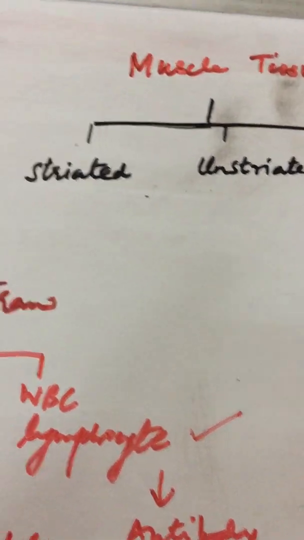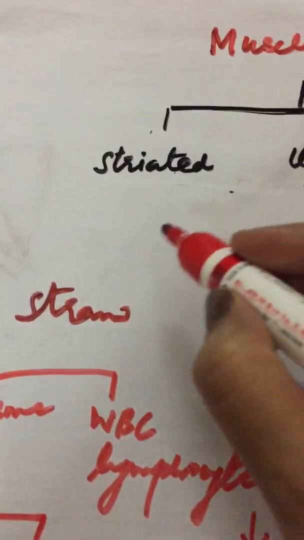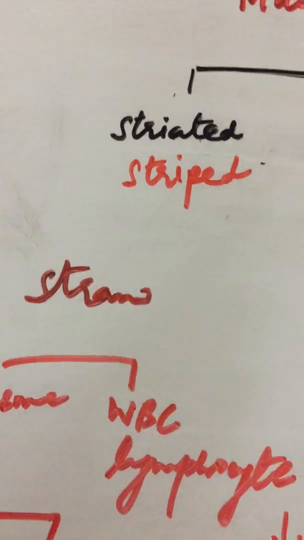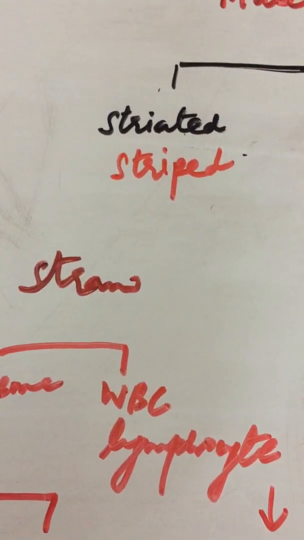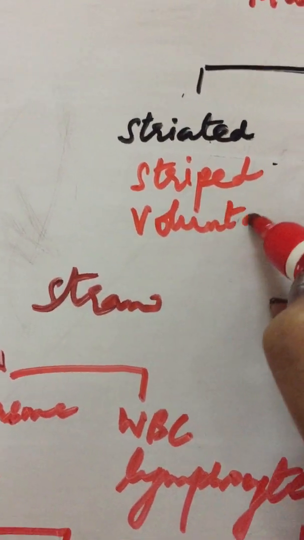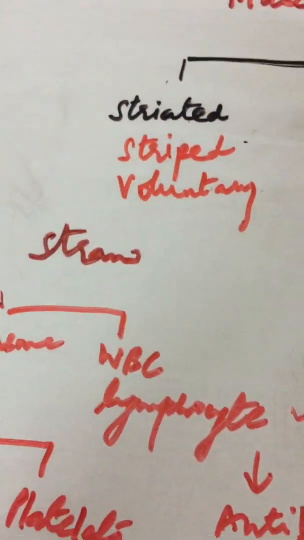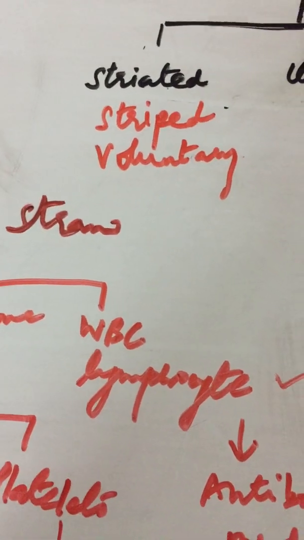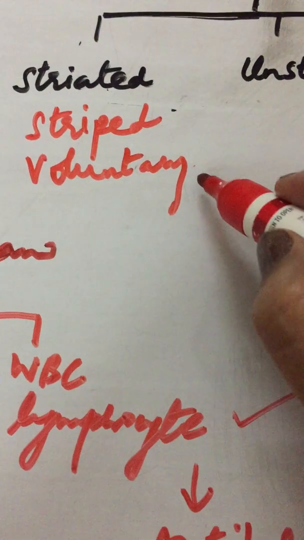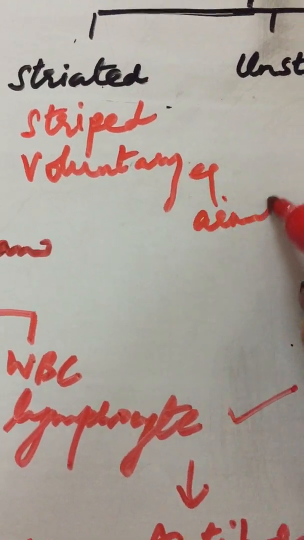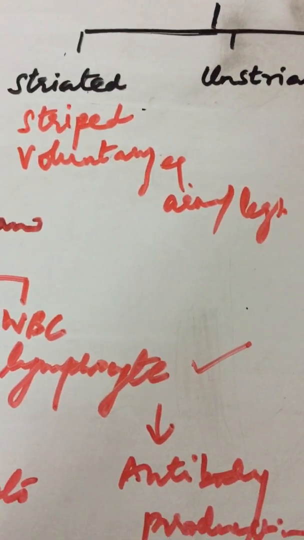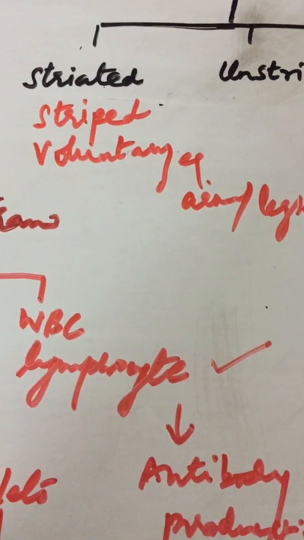Now muscles are of three kinds. Striated, which are also striped because they have stripes on them, or dark and light bands on them. They are also called voluntary. Voluntary means they are under the control of our will. When you want, you can contract them. When you want, you can relax them. Example, muscles in your arms and legs. So it's under the control of your will or wish.